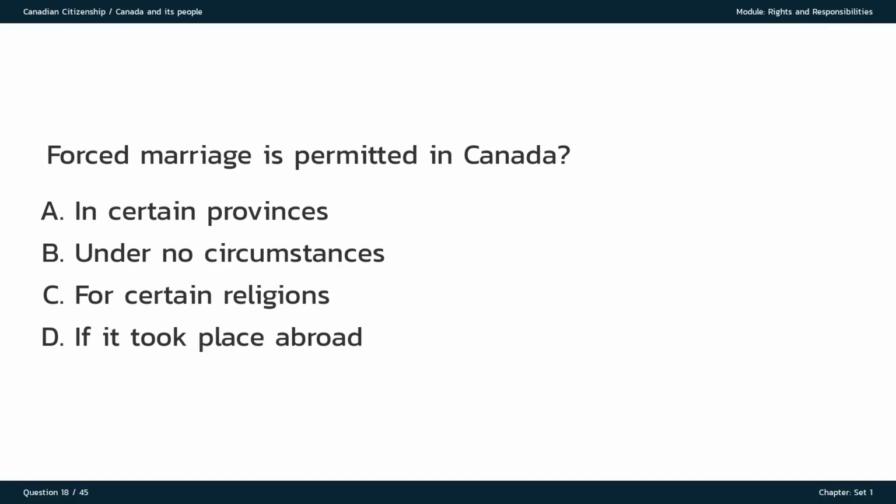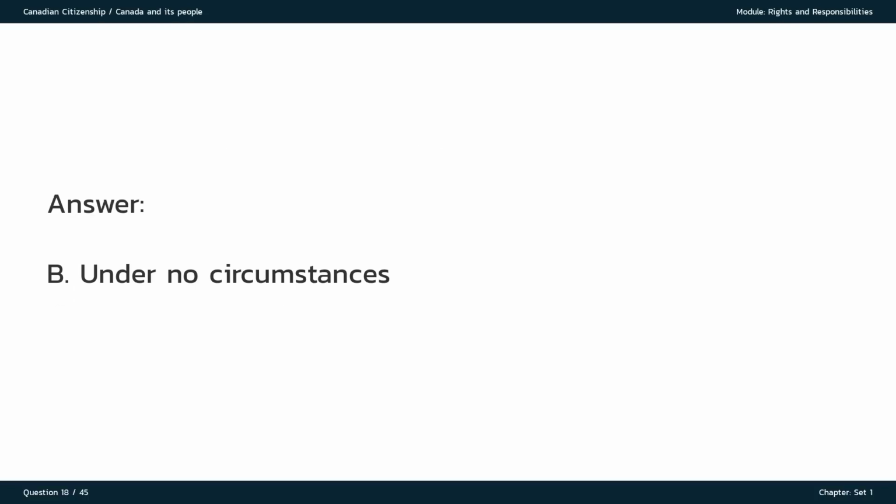Forced marriage is permitted in Canada? A. In certain provinces. B. Under no circumstances. C. For certain religions. D. If it took place abroad. The answer is B. Under no circumstances.